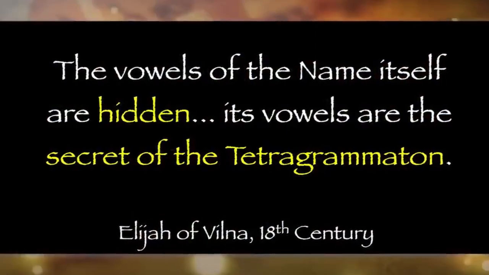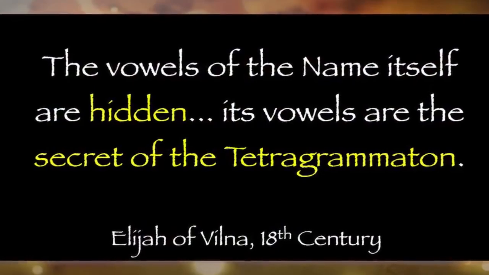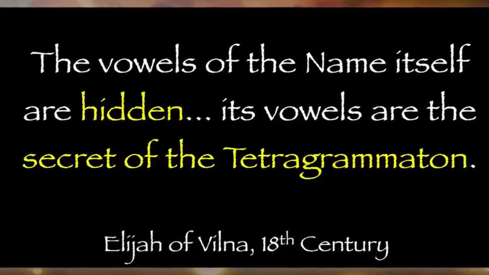And you know what the source is, Michael? It's a source from around 1750 from a rabbi named Elijah of Vilna. Let me read you what it says. So he says, the vowels of the name itself are hidden. Its vowels are the secret of the Tetragrammaton. Okay, so we know that.